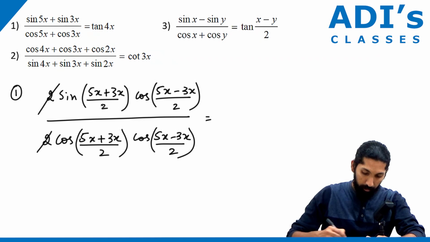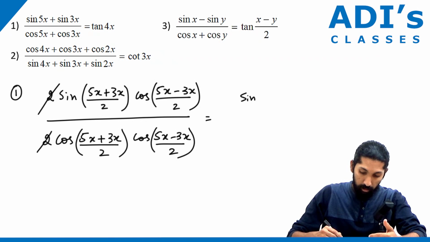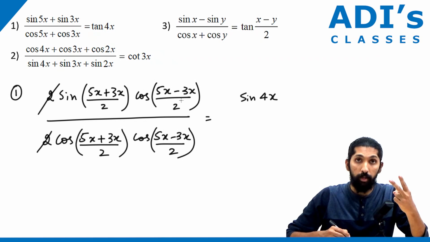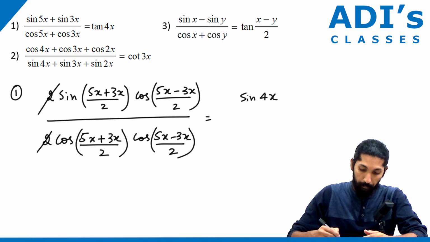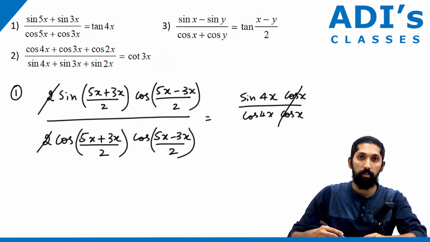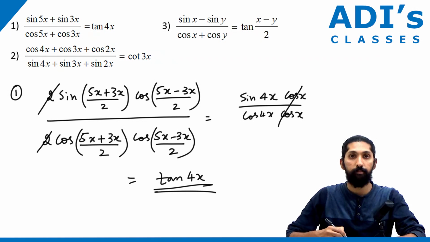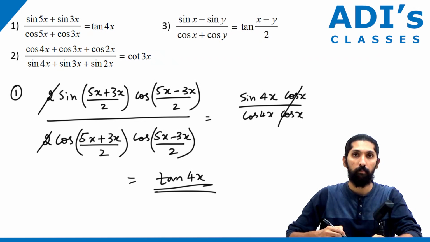Now here the numerator becomes sine of, see, 5x plus 3x is 8x. 8x by 2 becomes 4x. Sine 4x into 5x minus 3x is 2x. 2x by 2 is just x. Sine 4x into cos x by cos 4x into cos x. Cos x cancels. What is sine 4x by cos 4x? Tan 4x, which is nothing but the answer for the first one. So we can prove this.